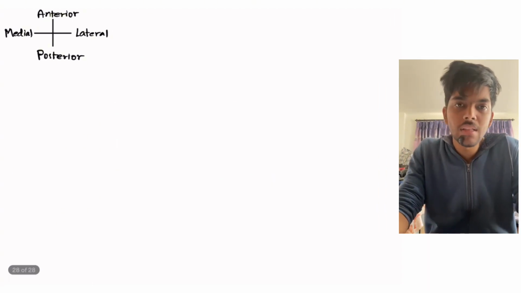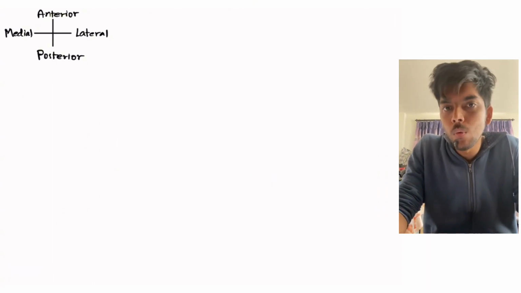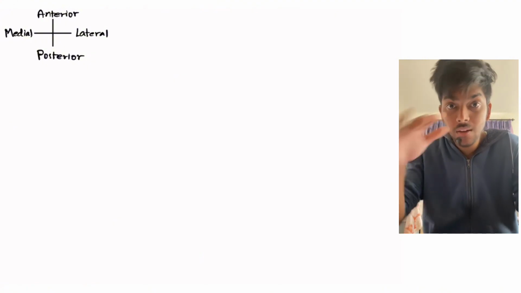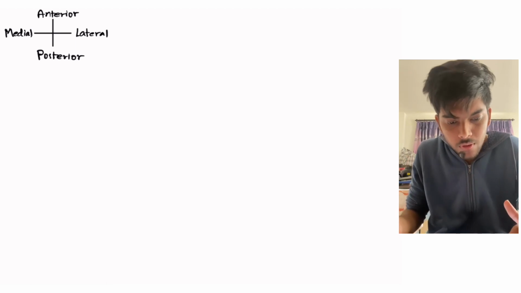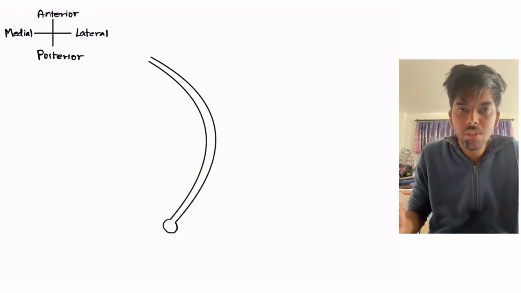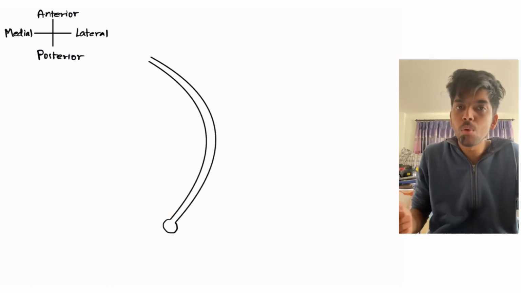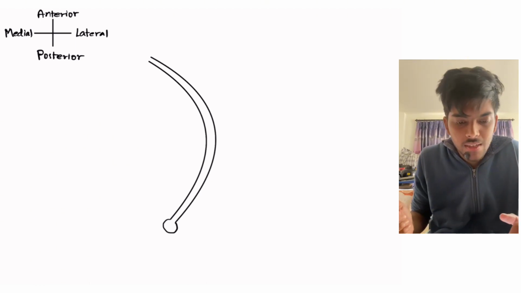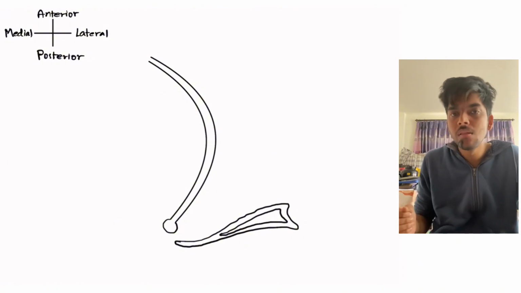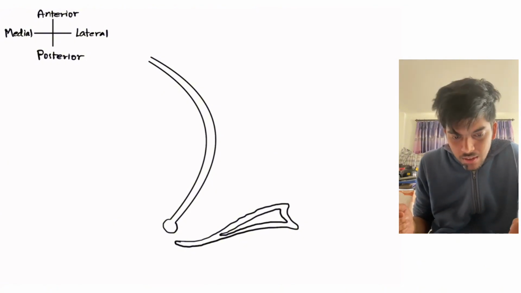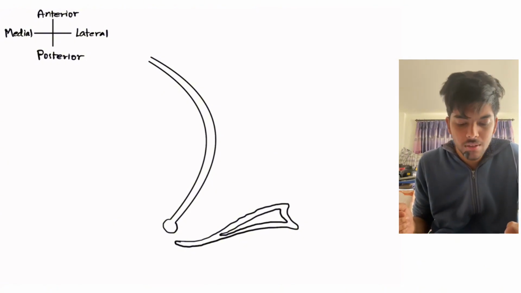From all the knowledge that you have gained till now, what is present medially? If you look at it from the top, what's present medially? The rib. So we have the rib which is present medially. Posteriorly, the bone that is present is scapula. And laterally, the bone that is present is the top part of humerus.